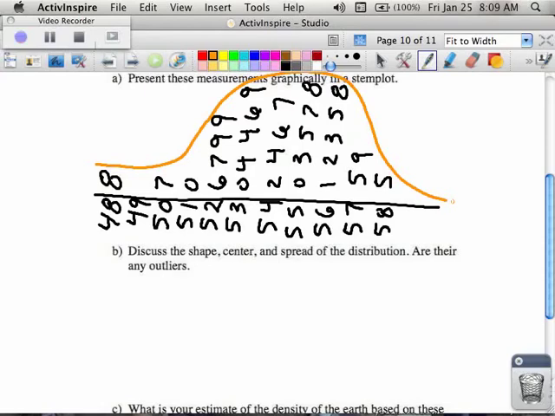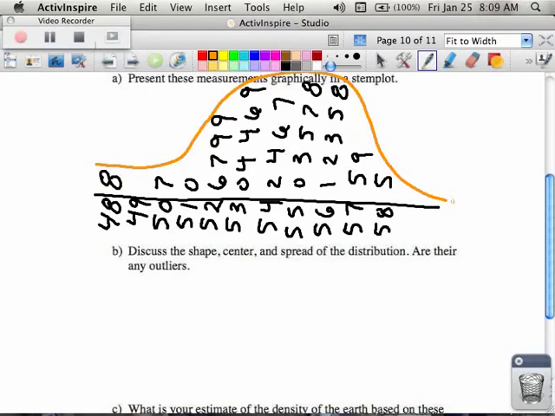It looks like the center is somewhere around 5.4, but we don't know for sure, so we can use our lists to take care of that in a little bit. You can talk about the spread going from 4.88 to 5.85. You could talk about the range, of course, by subtracting those two numbers and finding out that value.